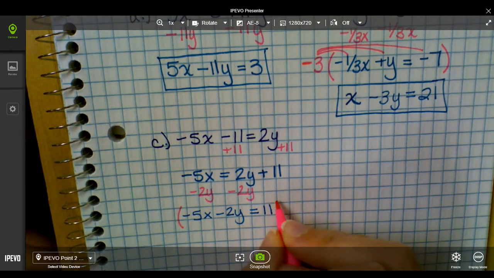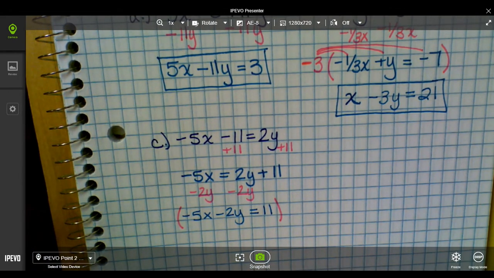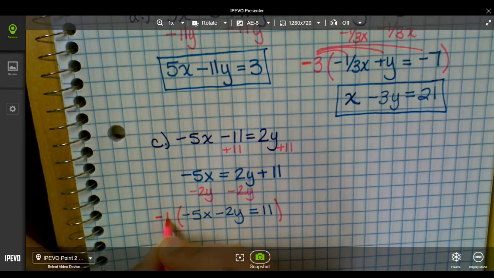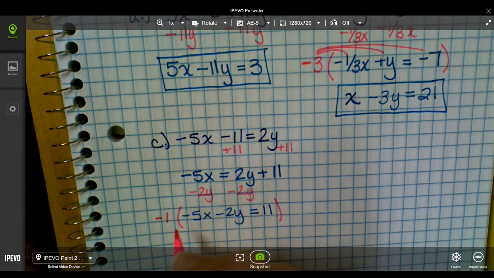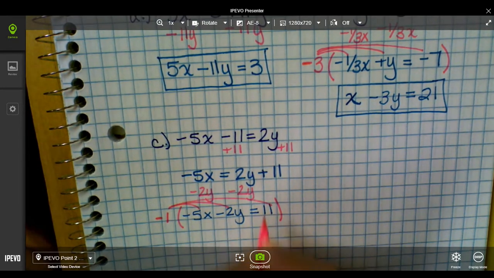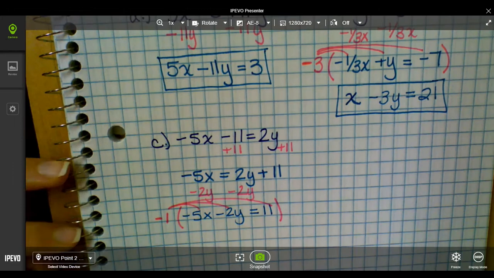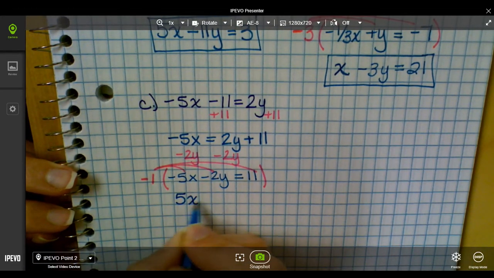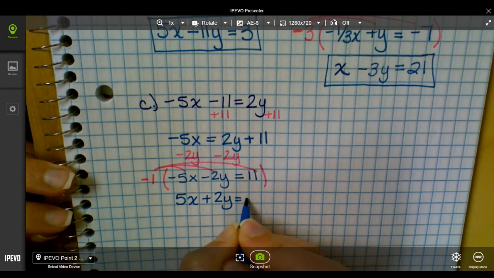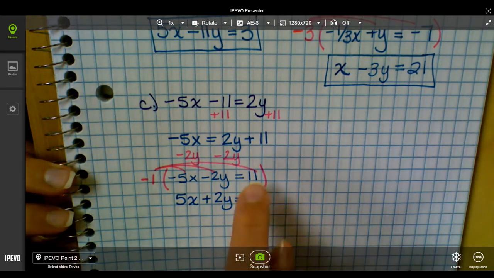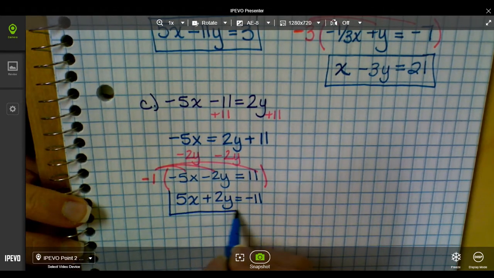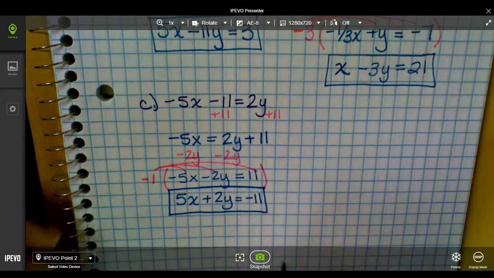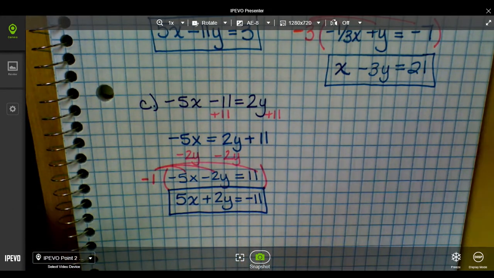So I'm going to have to multiply by some number that's going to just change this to a positive. I don't need to change the numbers at all. I just need to change the sign. So I'm just going to multiply everything by negative 1. And again, make sure you are multiplying everything. Whenever you're multiplying everything by a negative 1, it's just going to change the sign. So now I have a positive 5x, a positive 2y, and then a negative 11. So it's just changing all of the signs. And now that is in true standard form.